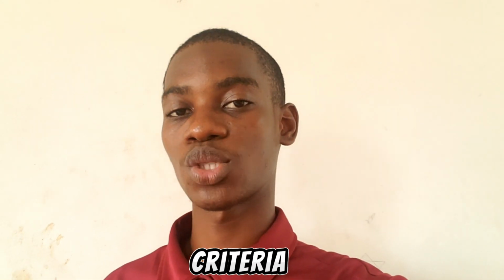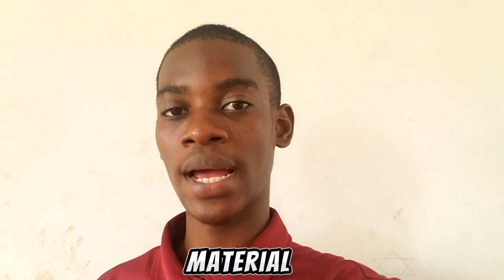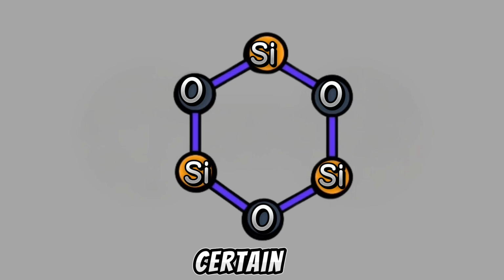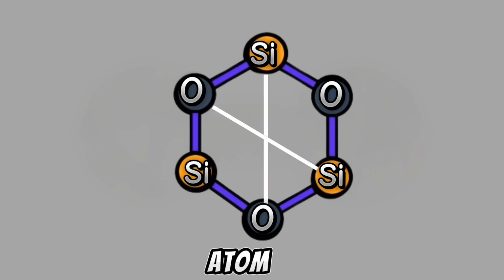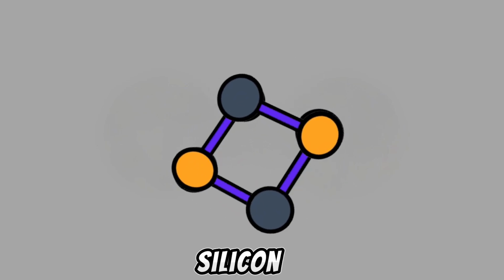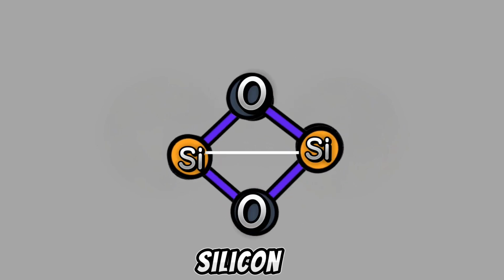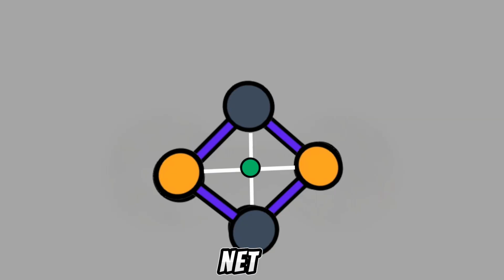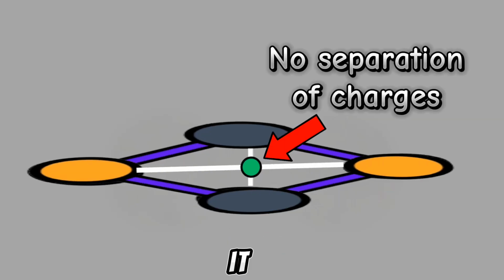The second criterion that should be met for a material to be considered a piezoelectric material is that it must lack a certain type of symmetry. That is, the atoms should be asymmetrical. Think of it, if the atoms are like this, that is silicon atoms opposite silicon atoms and oxygen atoms opposite oxygen atoms, there won't be a net separation of charges, which makes it not a candidate for a piezoelectric material.